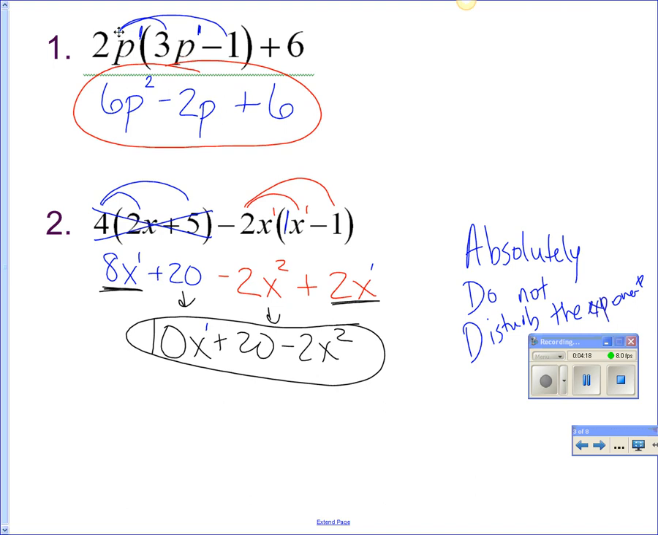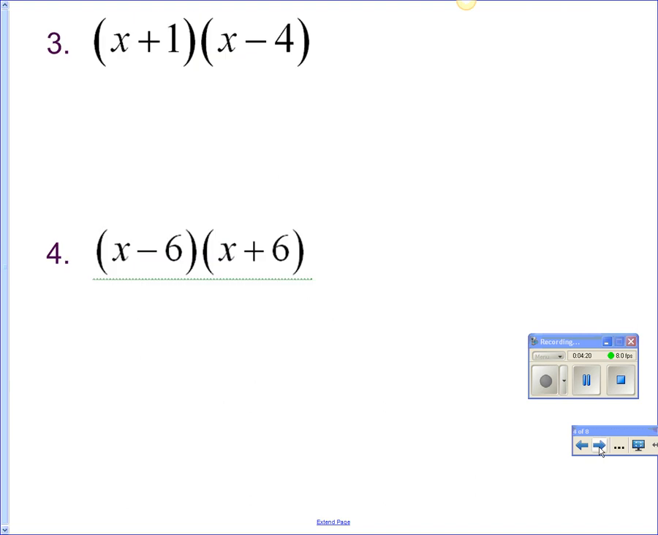Okay? All right. Write down number 3 for me. This is brand new. We're going to learn how to do this today. X plus 1 times x minus 4. Okay, look in between these. Is there a plus or a minus between the parentheses? No. So we are multiplying this times this. We're multiplying each of these.